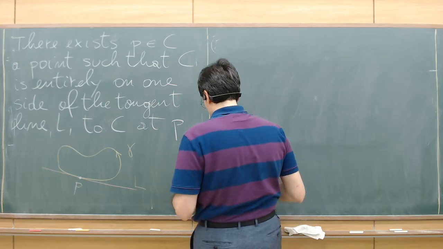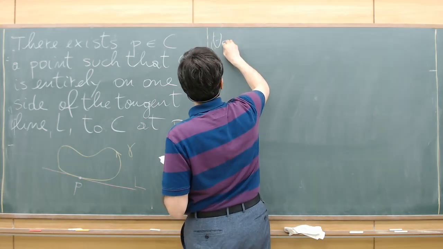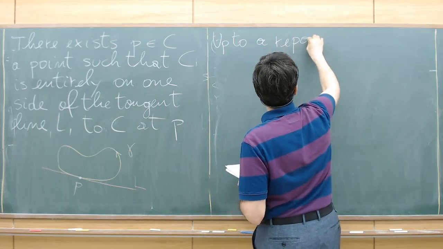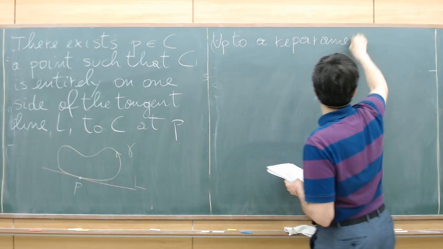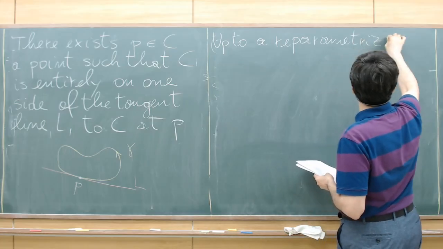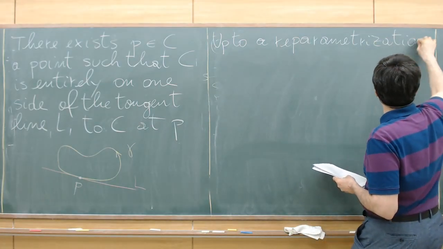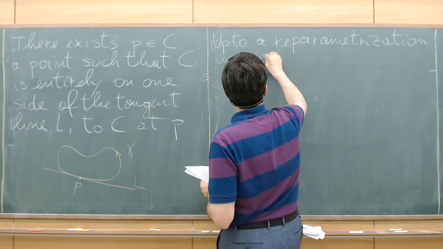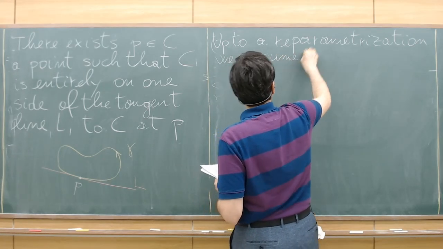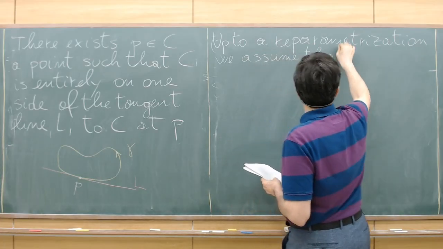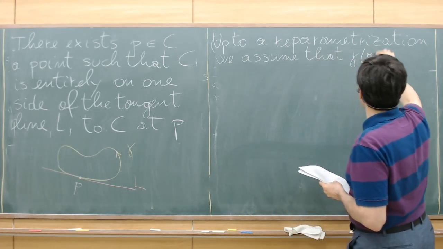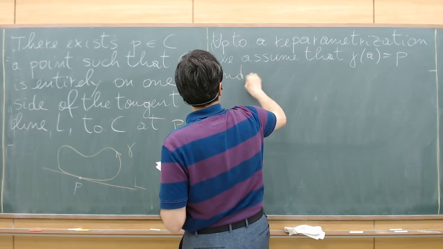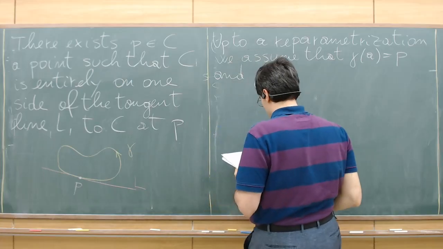Okay, up to reparametrization, we assume that gamma A is P and gamma is parametrized by arc length.